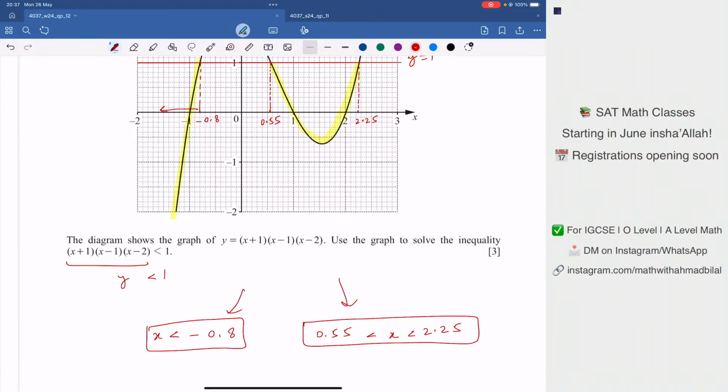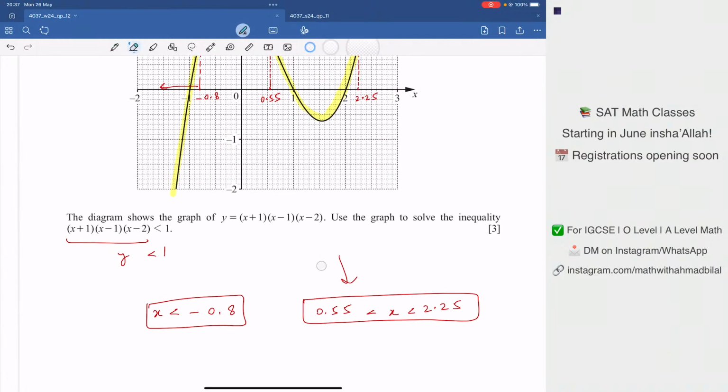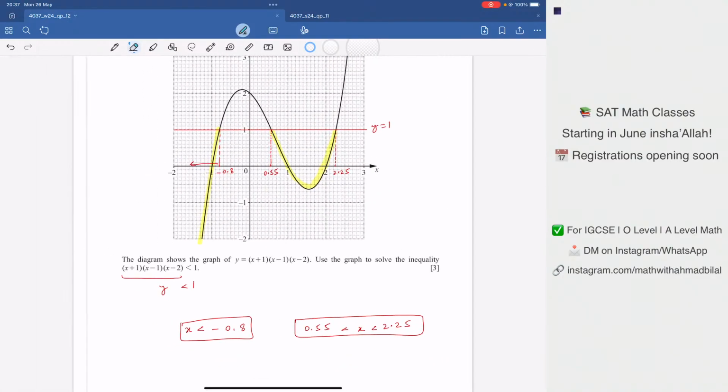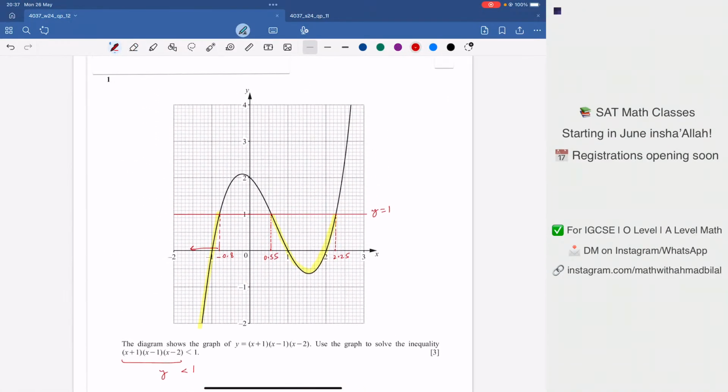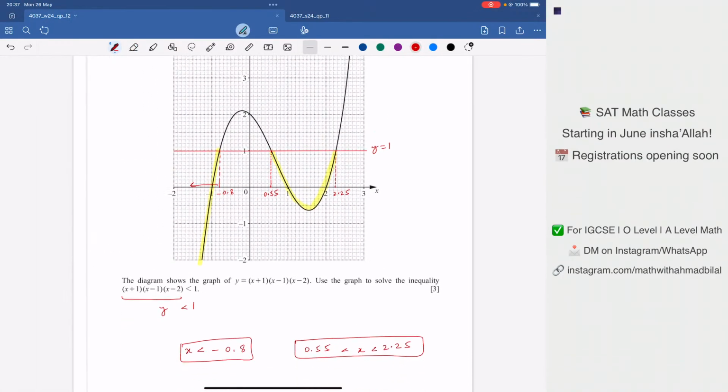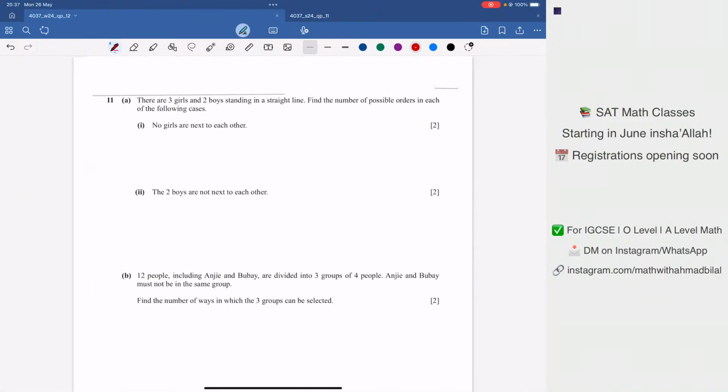This is the set of values of x that we get. Okay. That's the first question. So you just need to be able to solve inequalities using graphs like this as well. Let's look at the next one.